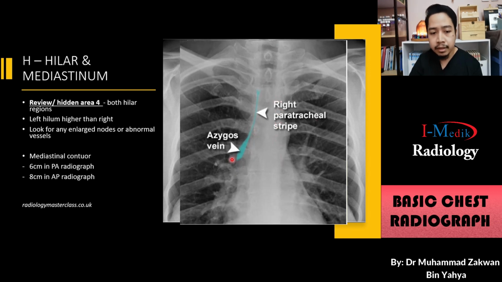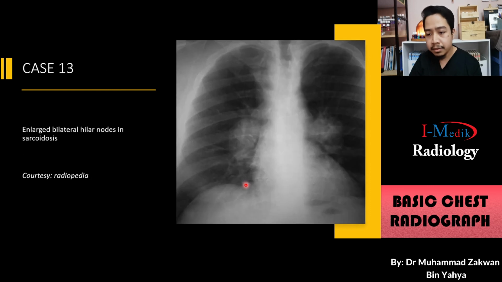Okay, case number 13. This is a frontal radiograph with bilateral enlarged hilar nodes. Okay, this is a case of sarcoidosis. You can see enlarged bilateral hilar nodes.